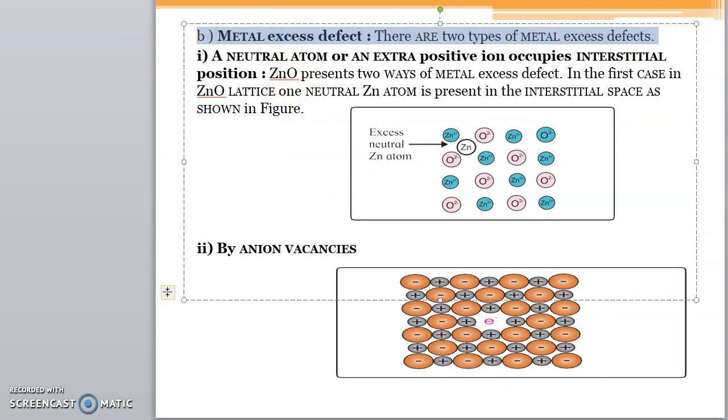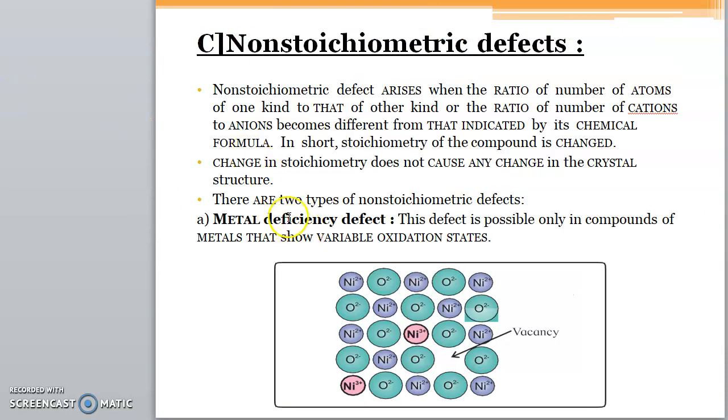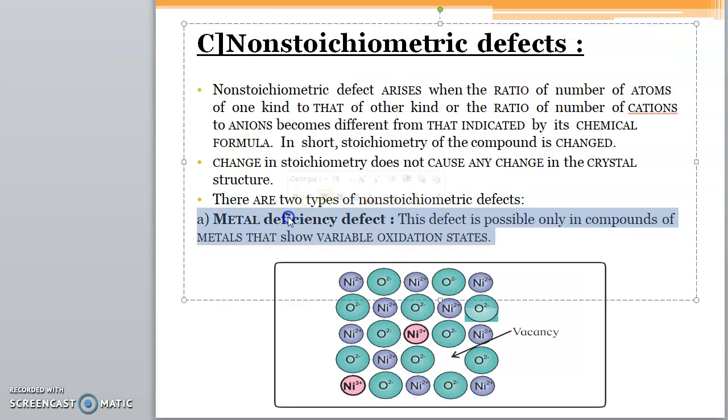Now again, these words are very simple for us to understand. Metal deficiency means there would be removal of a metal ion, and metal excess would be an addition of a metal ion. Now this defect is possible only in compounds of metals that show variable oxidation state. I repeat, this defect is possible only in compounds of metals that show variable oxidation states.